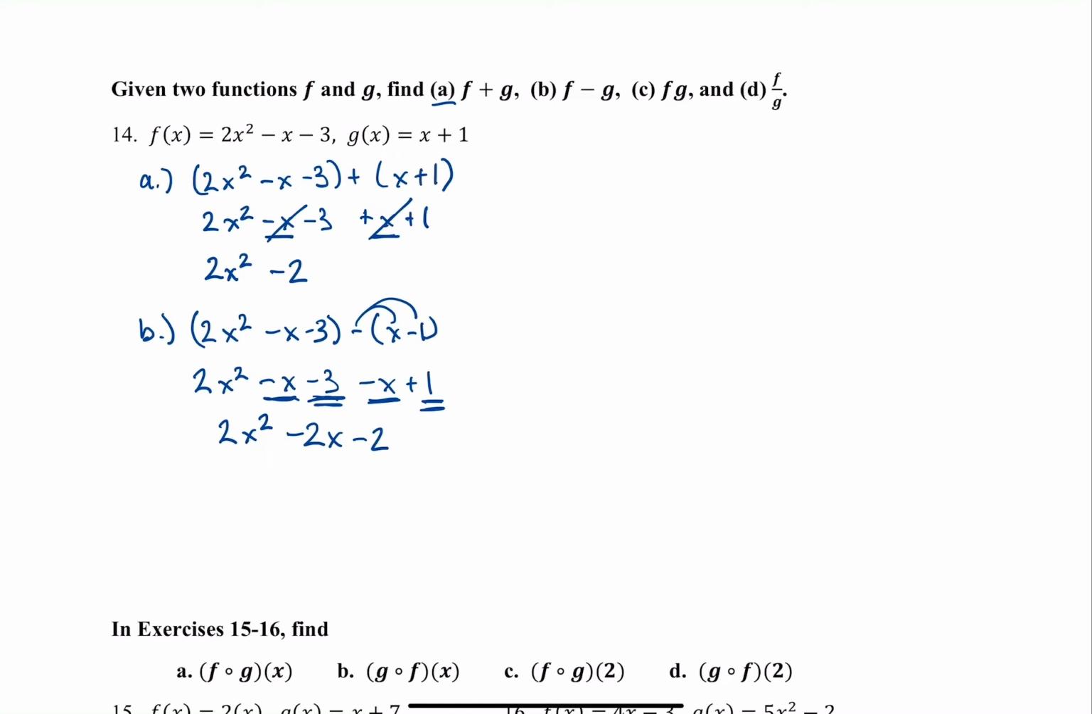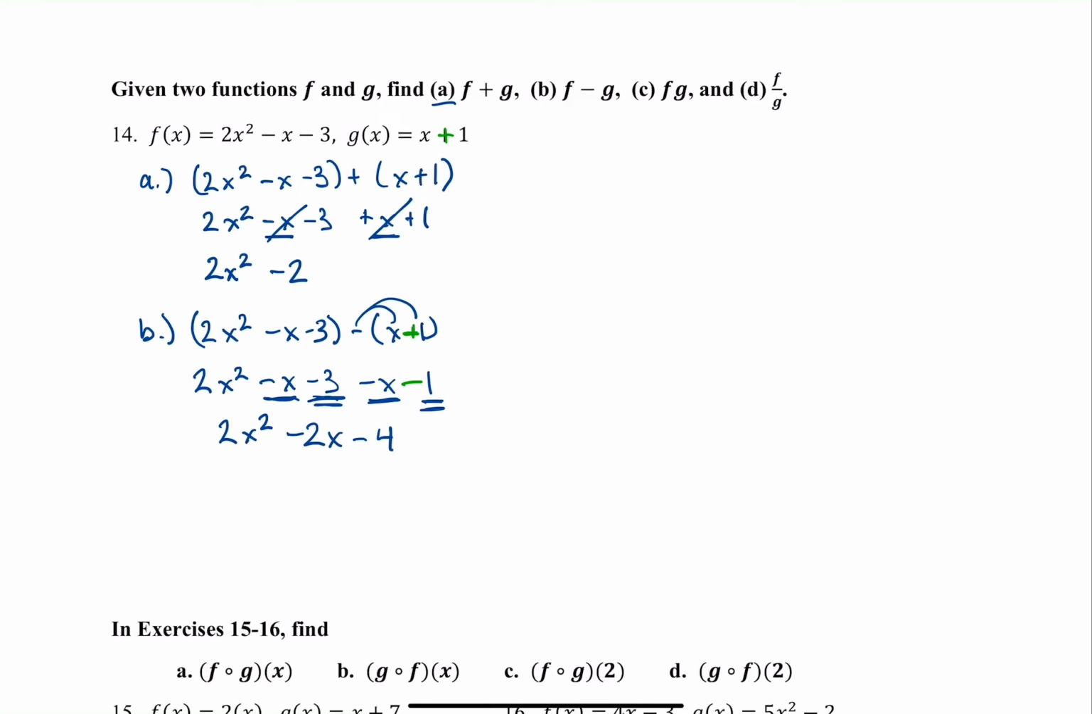A little typo here. Let's go ahead and correct that. This should have been a plus 1 based off of what we were given, which would make that a minus 1, which would make this final answer a minus 4.